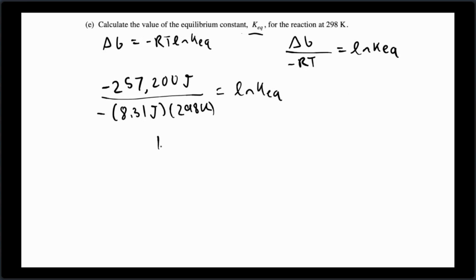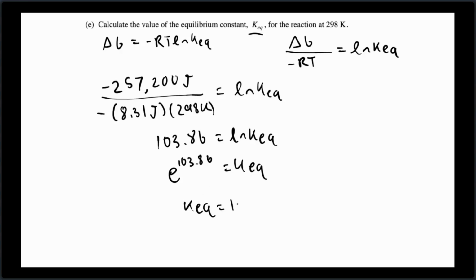Now, if you solve this, you'll get 103.86 equals ln of the equilibrium constant, and the inverse of our natural log is going to be e to the power of x, so this is going to be e to the power of 103.86 equals our equilibrium constant, and once you put that in the calculator, your equilibrium constant will be 1.28 times 10 to the 45th power. That's your answer right there.